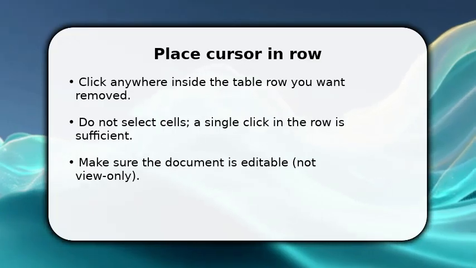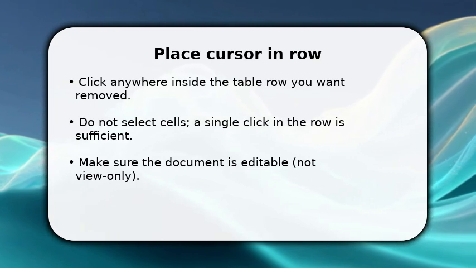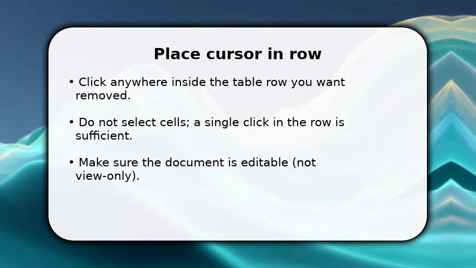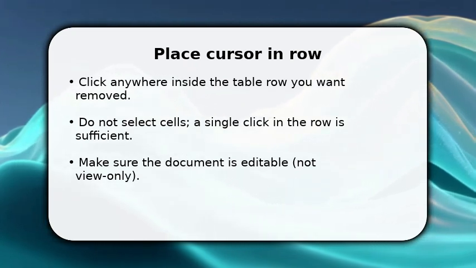You start by placing the insertion point inside any cell of the row to delete. This tells Google Docs which row you mean. It's precise and prevents accidental removal of other content.